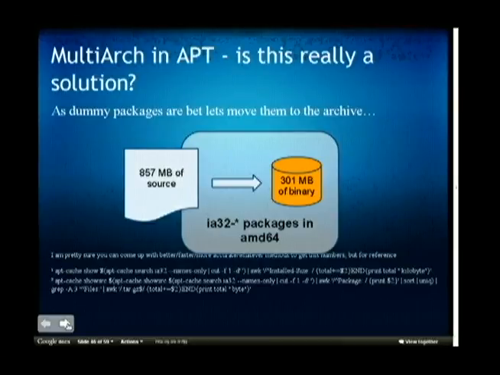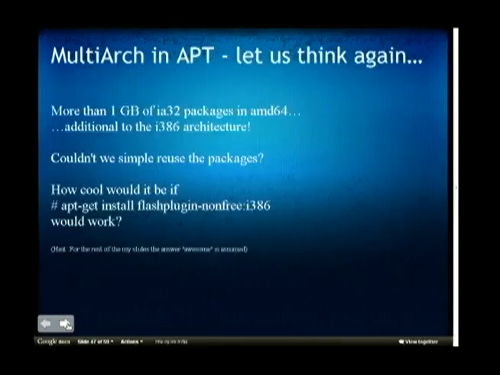The solution is to create ia32-something packages which reproduce the 32-bit architecture inside the AMD64 repository, which is quite ridiculous because you basically end up with a copy of the 32-bit archive inside the 64-bit one. The better solution would be to actually be able to reuse the i386 packages on an AMD64 installation. And the solution for this is multi-arch, where you can install a package from another architecture, provided that yours is able to run it.